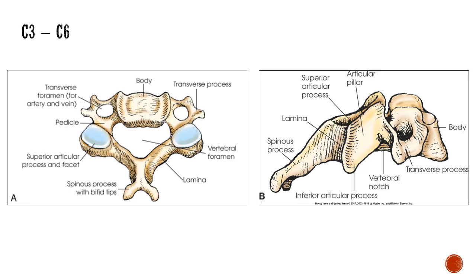C3 to C6 are very much alike. They have a body. They have the foramen for the artery and vein transmission, the transverse foramen, the transverse process, the pedicle, the superior articular processes, otherwise called facets, the vertebral foramen, the lamina, and then the spinous process, which again is a bifid tip.